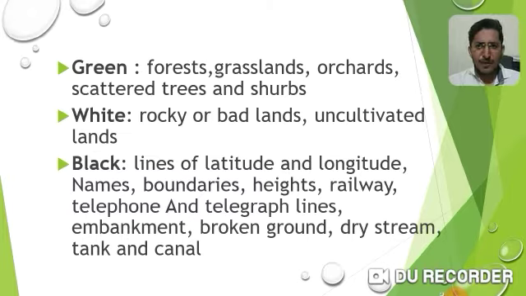And most importantly, the color black. It is very commonly used in every maps in order to denote lines of latitude and longitude, names, boundaries, heights, railway, telephone and telegraph lines, embankments, broken ground, dry stream, tank and canal. So these are the colors which are most commonly used in every maps.